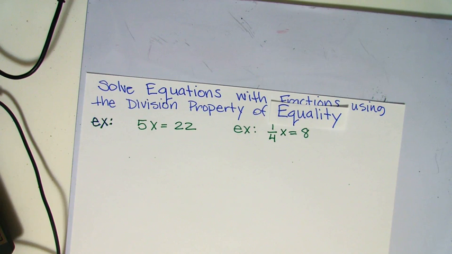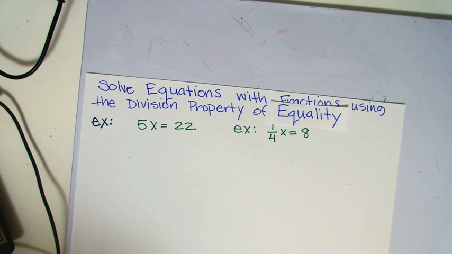Now we're going to do two examples of using the division property of equality while working with fractions. In the first example, 5x equals 22, you'll note that there are no fractions. However, the result will be a fraction. When we're using the division property of equality, we do it because we are multiplying a number to a variable, and we want to isolate that variable.